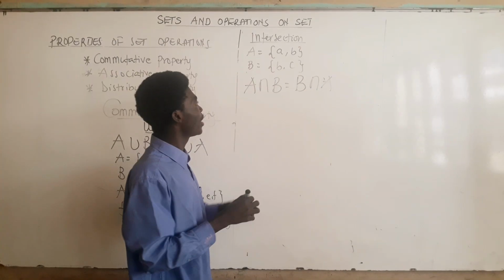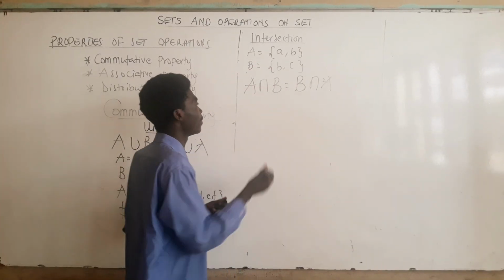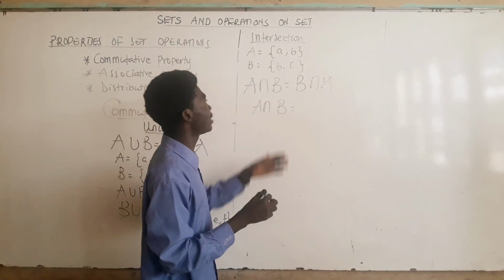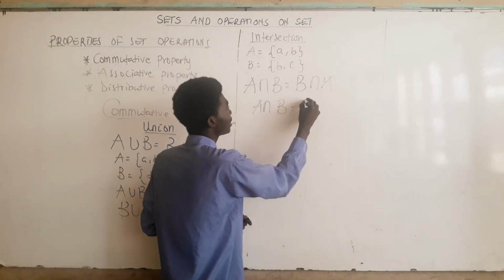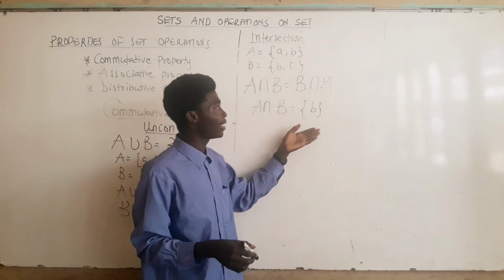So A intersection B, let's find it from this example given. We have A intersection B. Intersection simply means the elements that are in A and at the same time in B. And the element is b. So A intersection B, we have b.